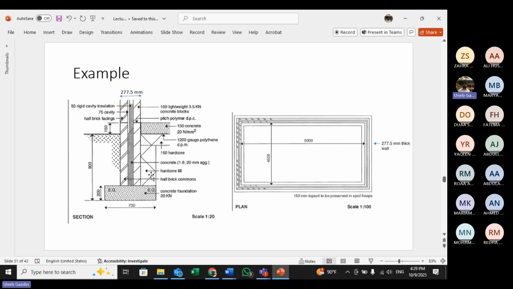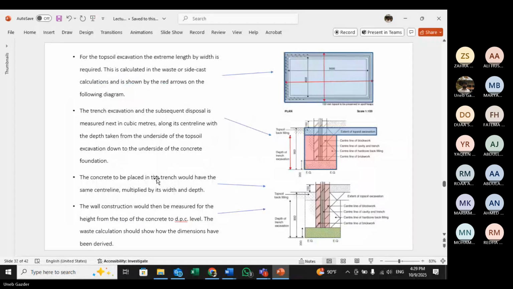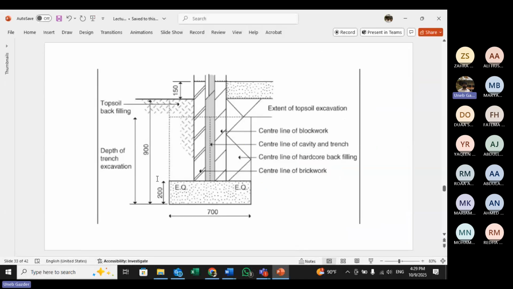It's done in two layers basically, one on the projection of the footing, the other one here. Now for the topsoil removal, we will take the extreme length. I believe this is done here.